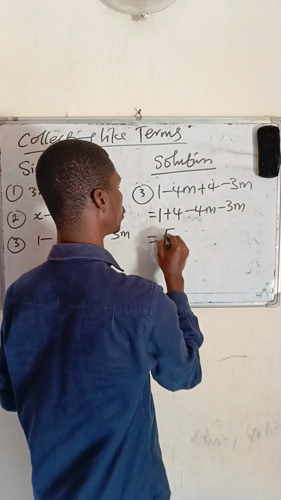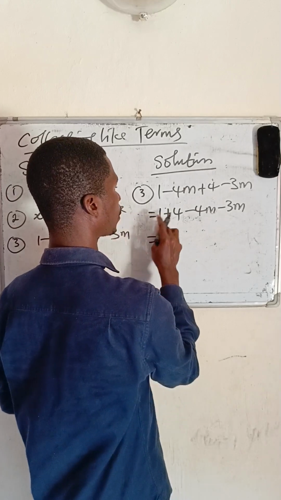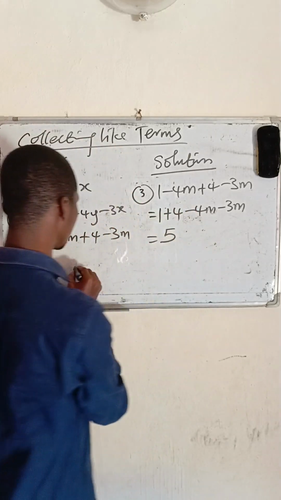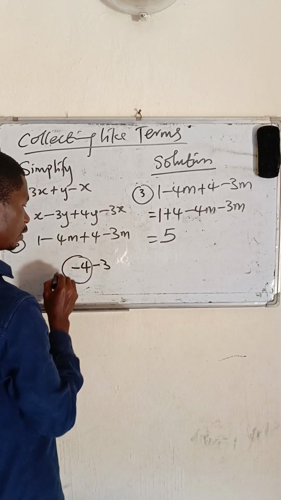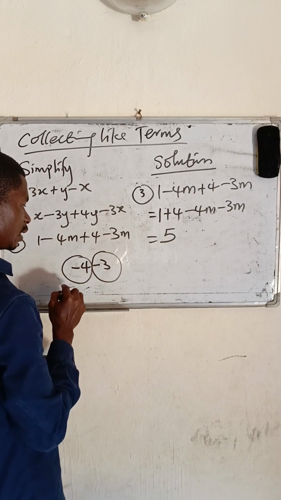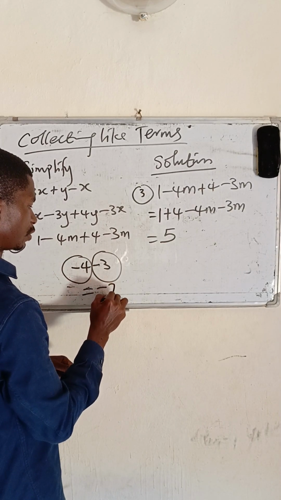So add these two together, what do you have? 5. 1 plus 4. Then this one now simply means minus 4 minus 3. It means you're owing 4 naira and you're still owing 3 naira. Total money you'll be owing now is 7 naira.